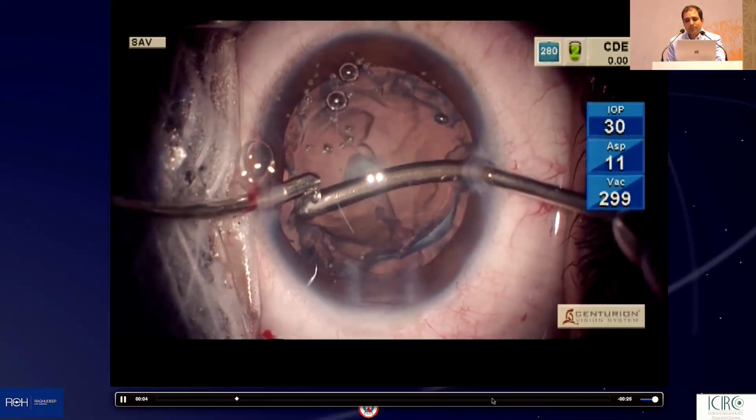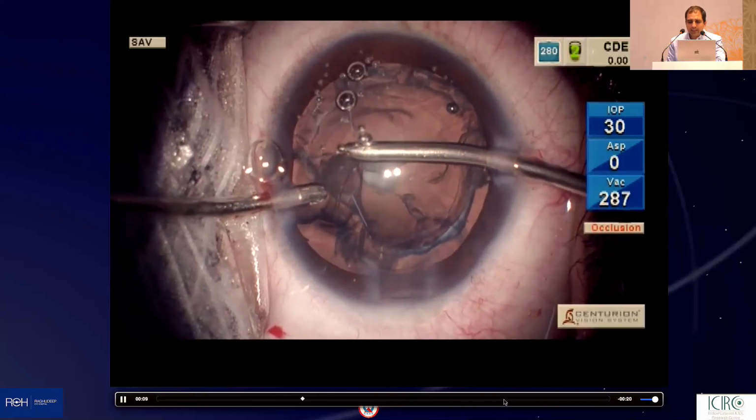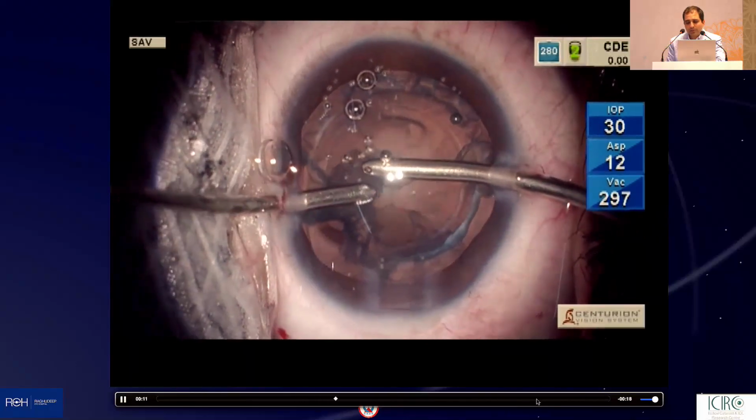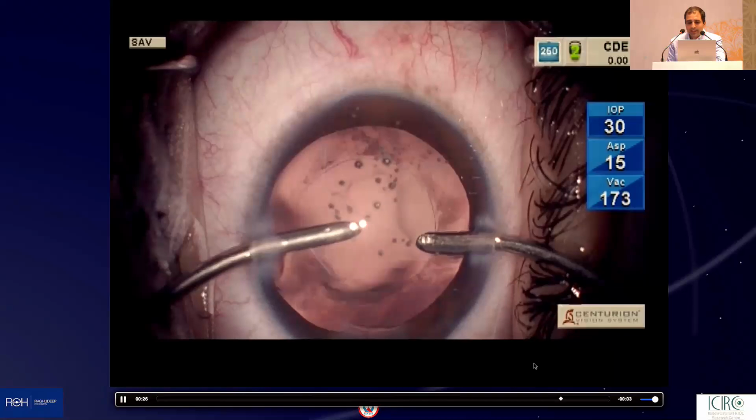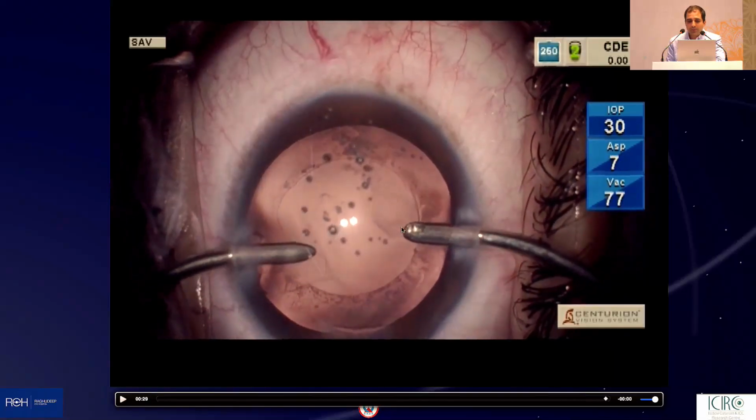Bimanual irrigation aspiration definitely helps in such situations, so that there is less chamber collapse, as well as you can access everything on both sides. And fortunately, the capsule maintained as we hoped it would be, and we have a nice centered capsular axis.